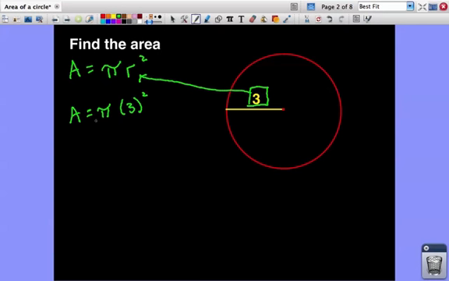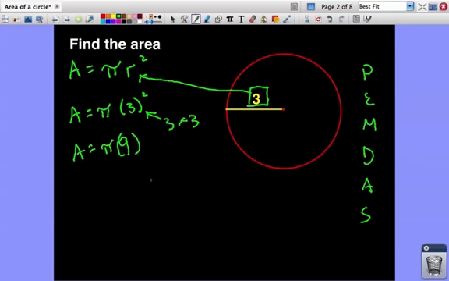First thing we need to think about is order of operations. If we look at PEMDAS, first we do parentheses, and then exponents. I have an exponent here. This square, that's an exponent. So I need to do 3 squared first. That's the same thing as 3 times 3. That's what squared means: you multiply the number by itself. So 3 times 3 is 9. So I have area equals pi times 9.